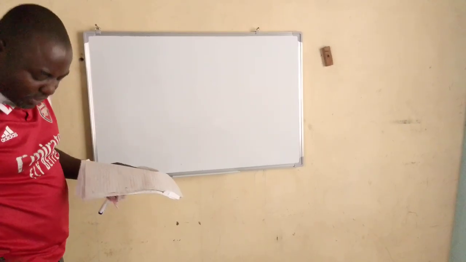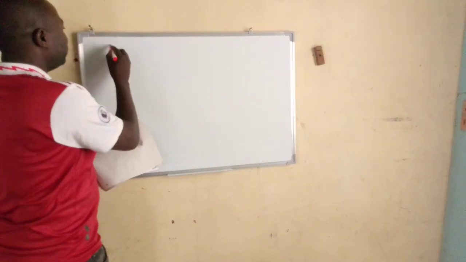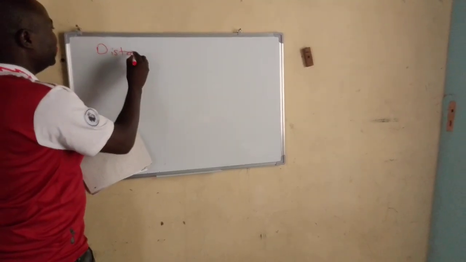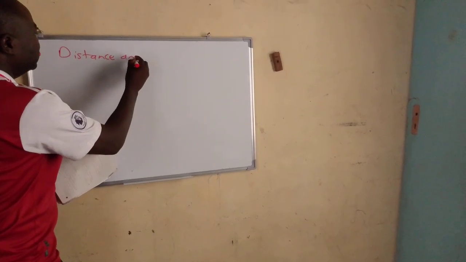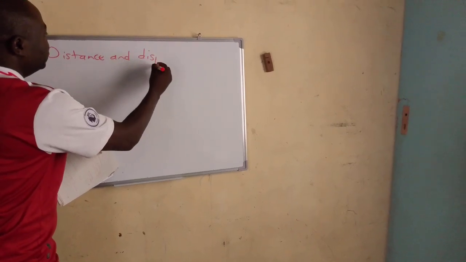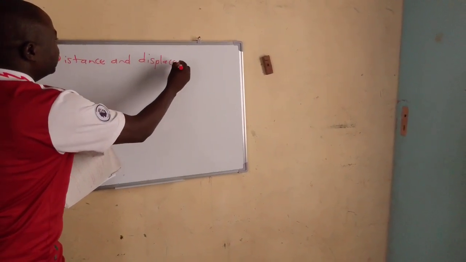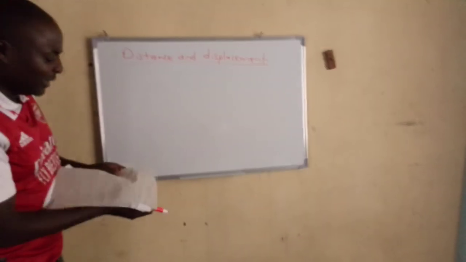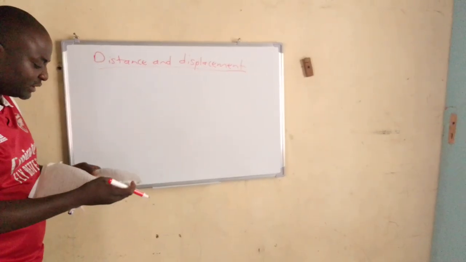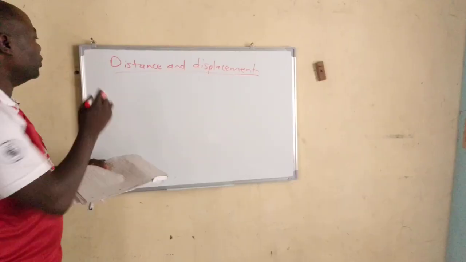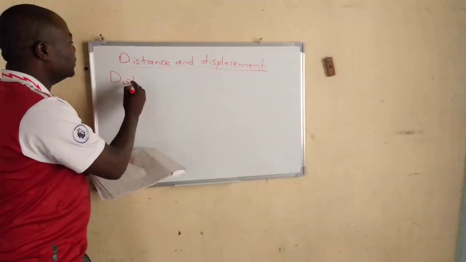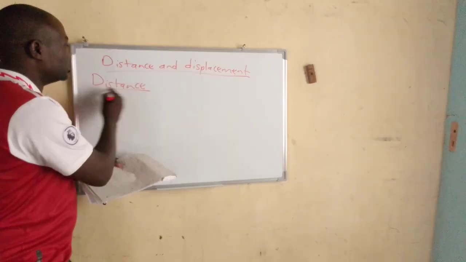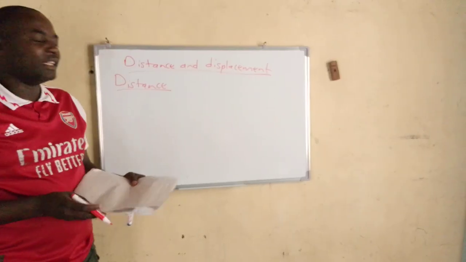Distance and displacement. So in kinematics, objects undergo a distance or undergo a displacement. So we'll start with distance.